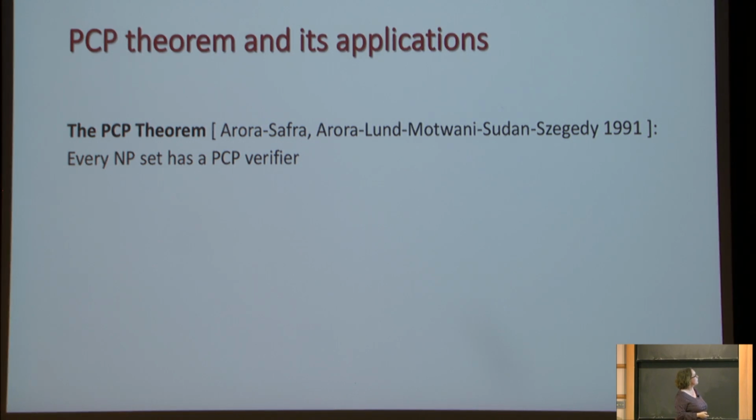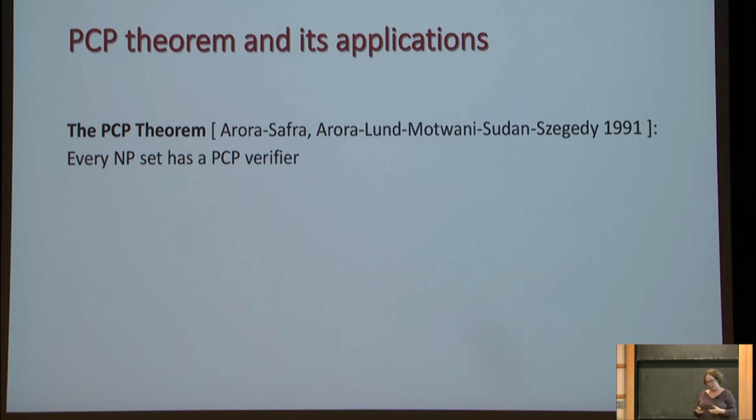Okay, so the PCP theorem was proven, as I alluded to, in the early 90s. And it says that every NP set, in particular all the sets that I wrote there, has a PCP verifier. Maybe I forgot to highlight this: for an NP set, for example 3-colorable graphs, there can be more than one verifier algorithm for the same NP set.